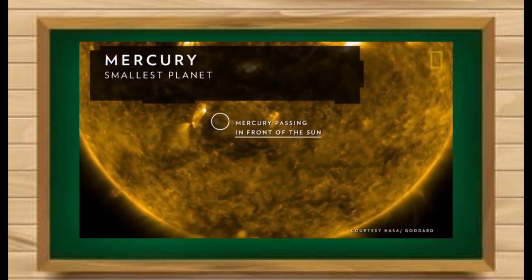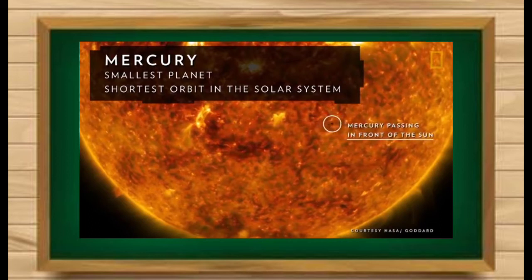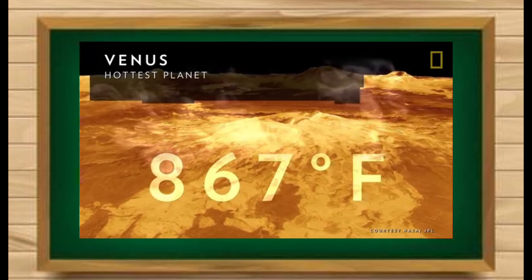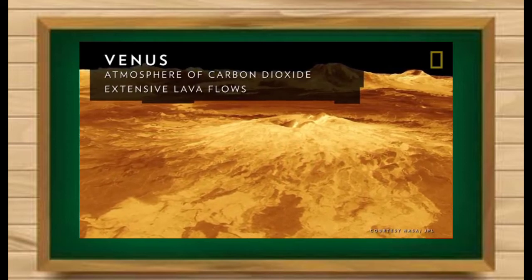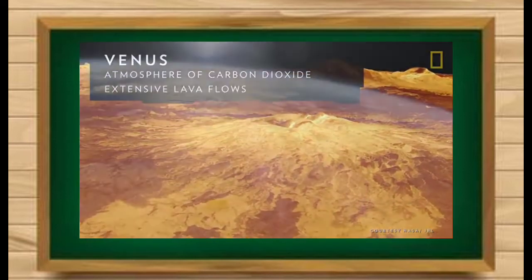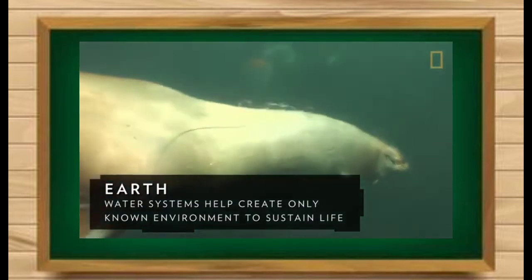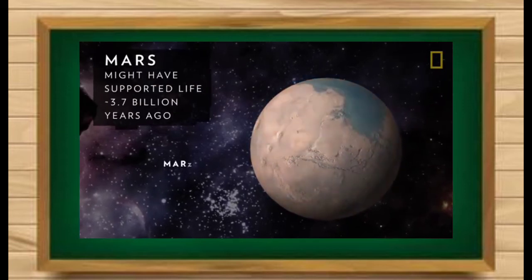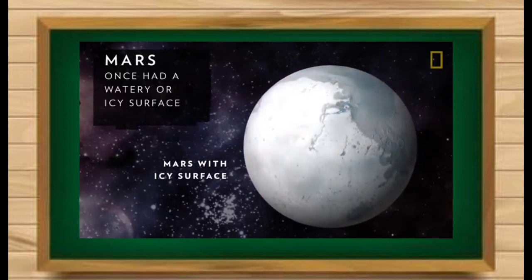The smallest and closest to the Sun is Mercury, which has the shortest orbit in the solar system at about 3 Earth months. Venus is the hottest planet, with temperatures of up to 867 degrees Fahrenheit due to an atmosphere of carbon dioxide and extensive lava flows. Next to this world of fire is a world of water, Earth. The water systems on this planet help create the only known environment in the universe capable of sustaining life. The last of the terrestrial planets, Mars, might have also supported life about 3.7 billion years ago when the planet had a watery surface and moist atmosphere.